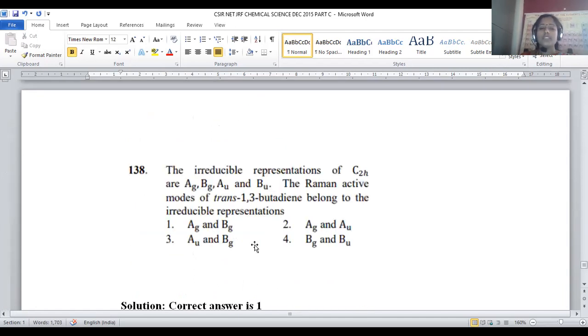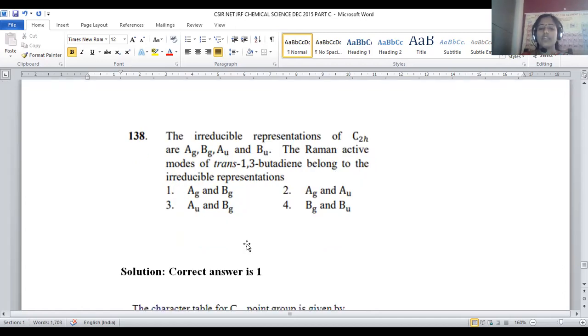The irreducible representations of C2h are Ag, Bg, Au, Bu. The Raman active modes of trans-1,3-butadiene belong to which irreducible representations? Okay, so the possible C2h symmetry species are given with 4 irreducible representations. Among all the 4 irreducible representations, which are Raman active modes for trans-1,3-butadiene, so those should be predicted.